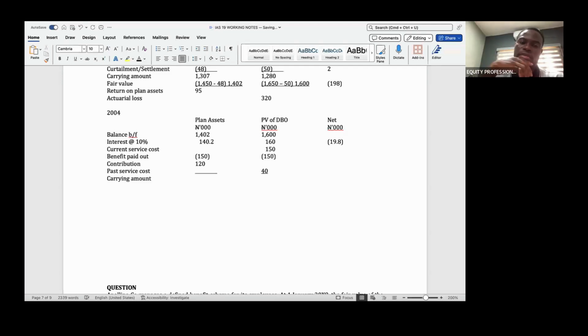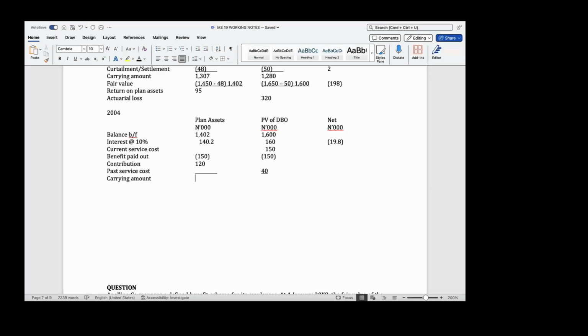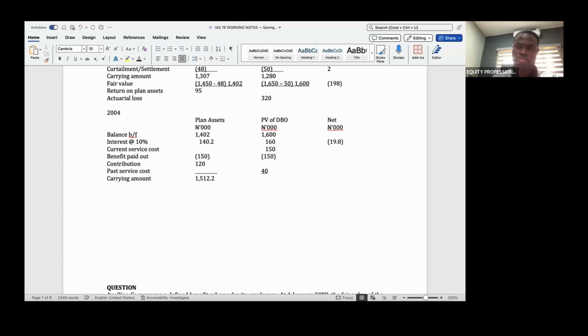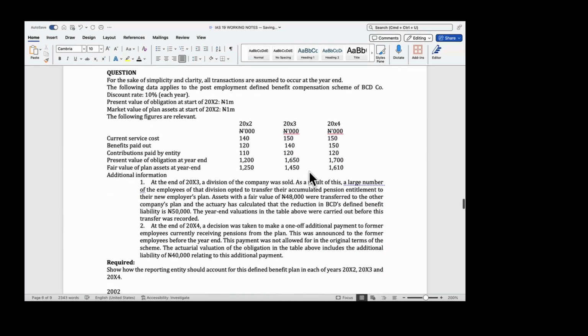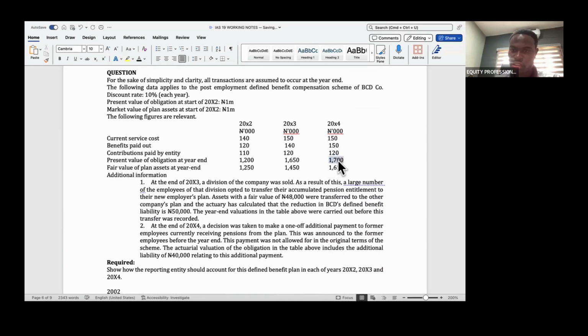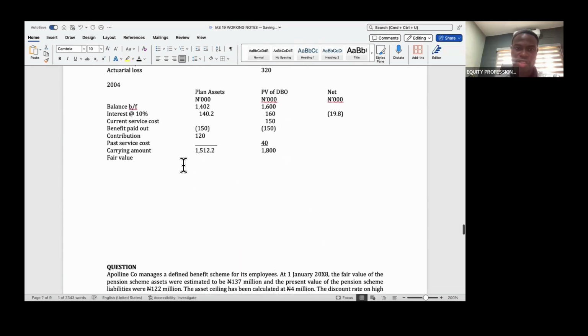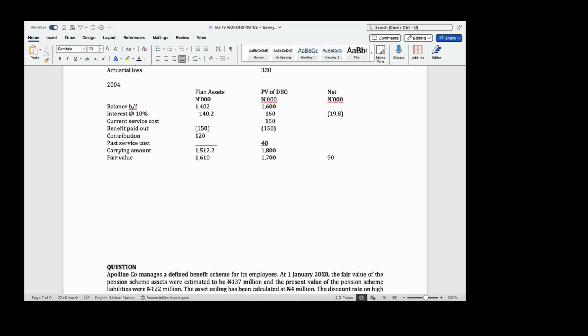Okay. Who can give us the carrying amount? 1512.2. Okay. Now let's get the fair value. The fair value for the obligation is 17. The asset is 1610. So assets 1610, and this is 17. What's the difference? 90. What do we call this 90?